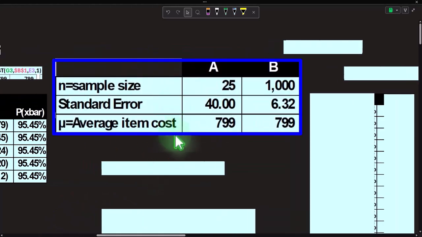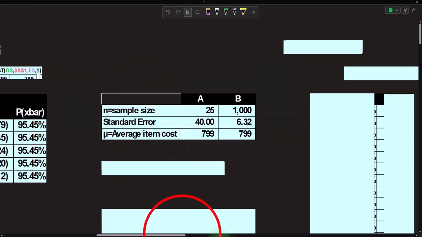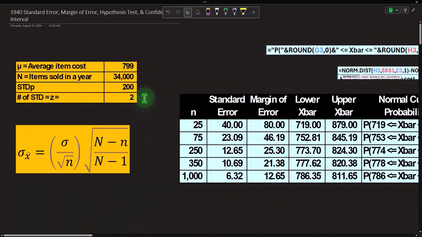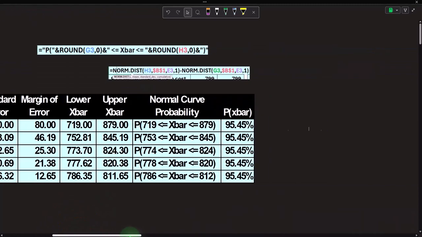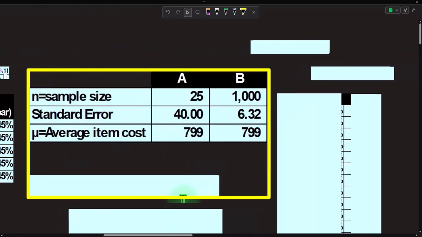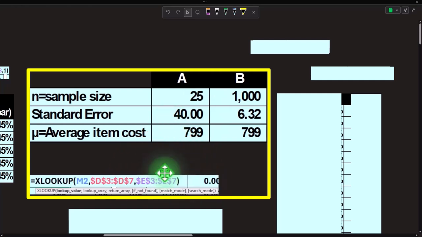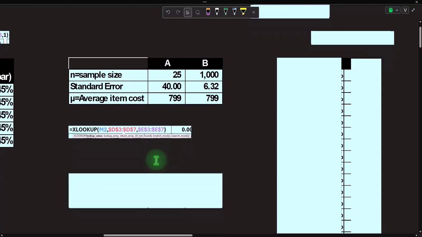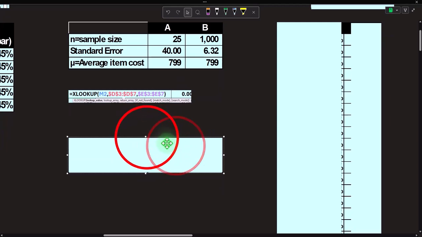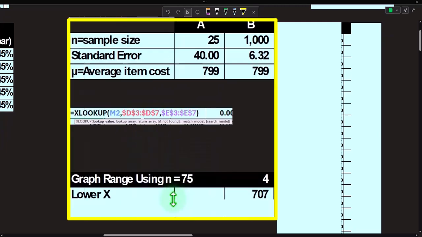So that's going to give us then the mu, which is always the same. That was given as known, the 799. That's going to be the middle point in both situations. All we're changing is the sample size, and that in turn changes the standard error calculation given the formula that we just took a look at. So we did an XLOOKUP formula so that it looked up these amounts. This is the formula used, so then it pulled in these amounts down here. If you want to check that out in our Excel presentation for more detail, you can do that.